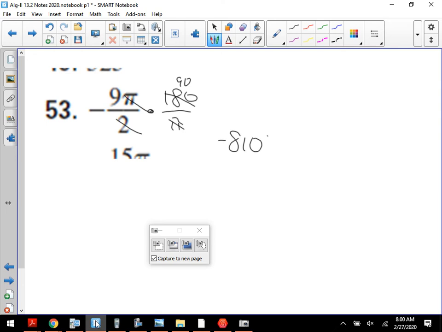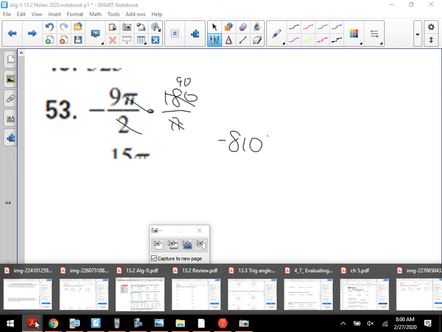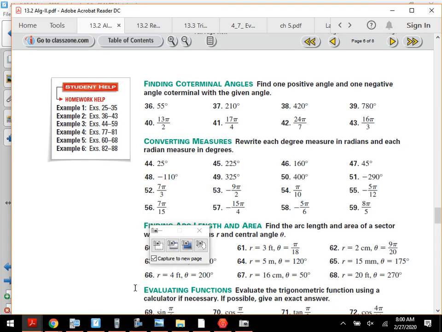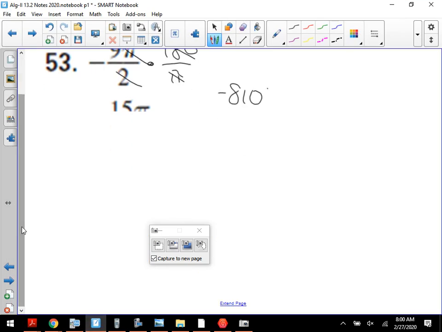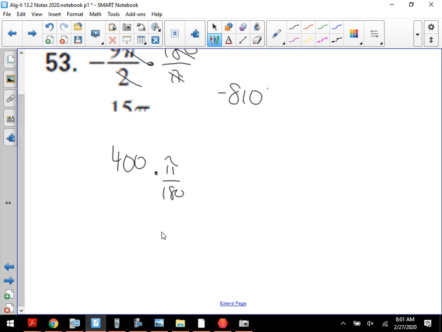Which one? 400. Okay. So converting 400 to radians. Multiply by pi, divide by 180. Okay. Easiest thing to do, drop a 0. 40 and 18, they're both divisible by 2. So that would be 20 pi over 9.